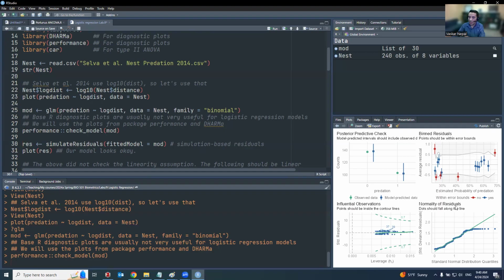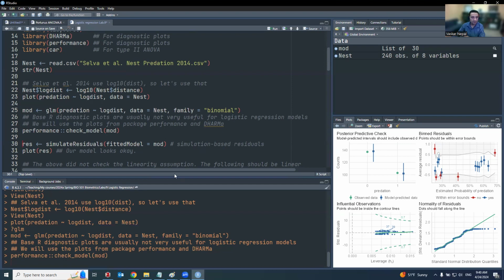And finally, the normality of residuals plot shows that the green line and the blue dots should match pretty well. And in our case, they actually do, except for some extreme values on the right. And I'm guessing that those extreme values are the same points that are problematic on the top right panel with the red dot and the line. So there might be some problems, but it's not looking too bad.